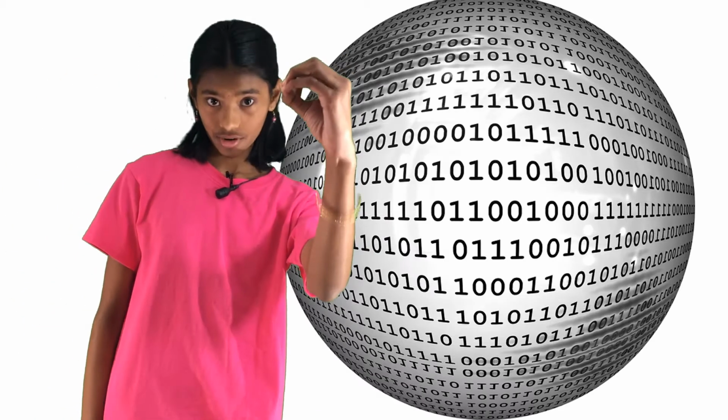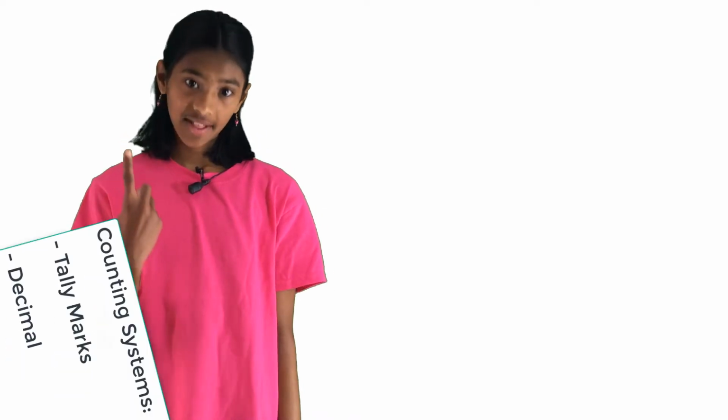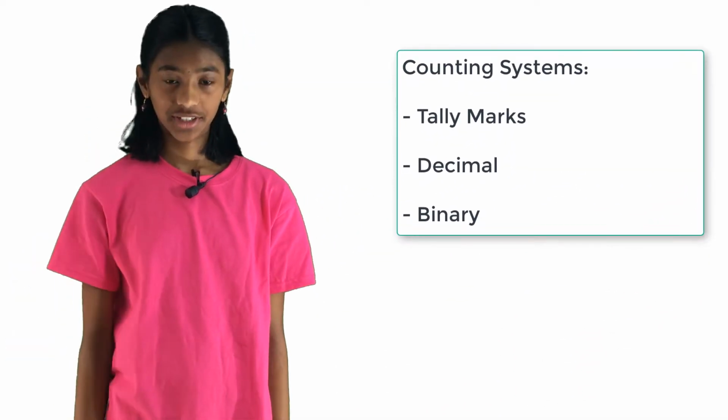Now, you must be thinking, what is binary? Binary is nothing but a system of counting with just two numbers, 0 and 1. We are already aware of a few systems of counting, like tally marks and decimal counting.